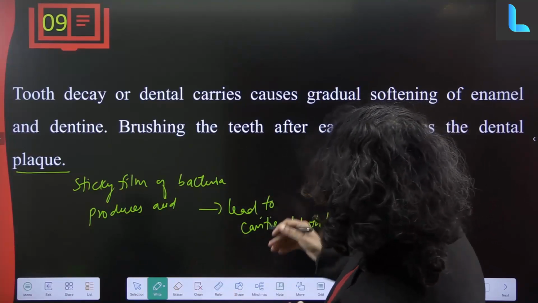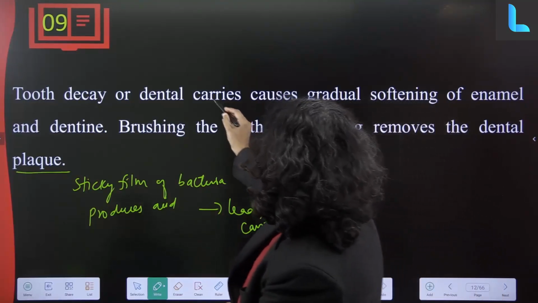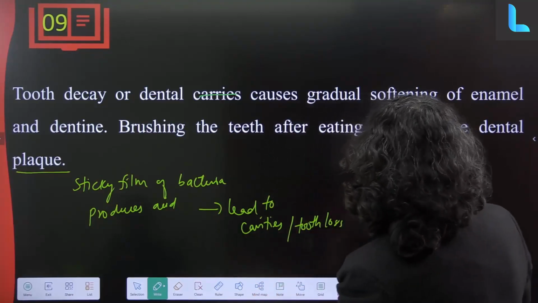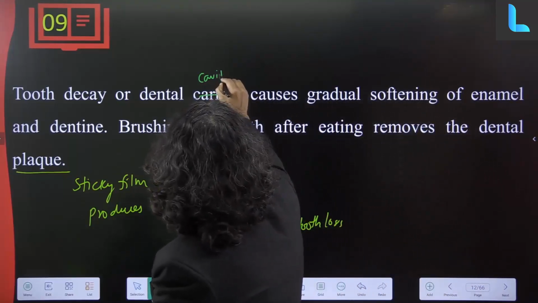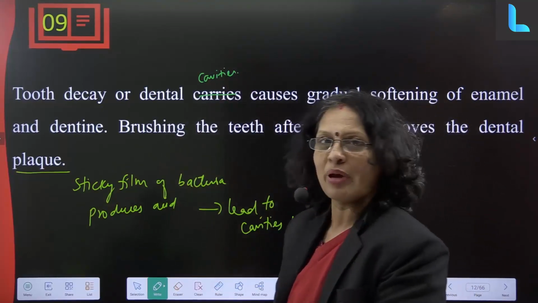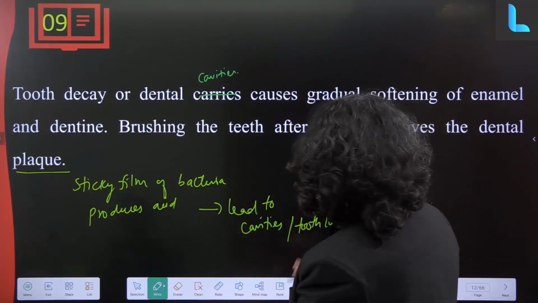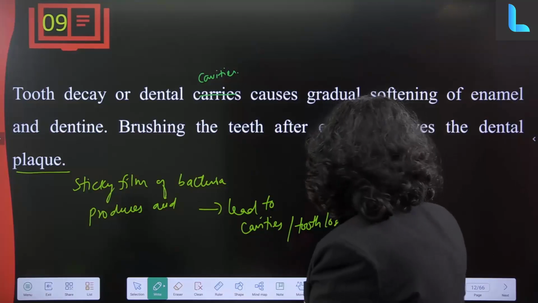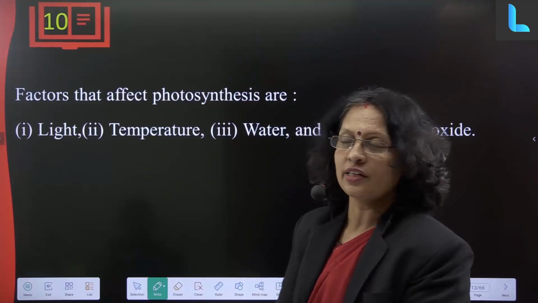Similarly, tooth decay or dental caries causes dental cavities; it causes gradual softening of enamel and dentine. Brushing the teeth after eating removes the dental plaque. So what is plaque? Plaque is a sticky film of bacteria which produces acid, and it leads to cavities, tooth loss, and many kinds of tooth decay if brushing is not done. So repeated brushing is required, after you eat anything, before sleeping, and early morning after getting up.